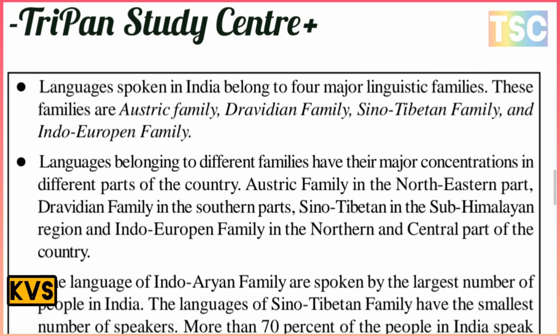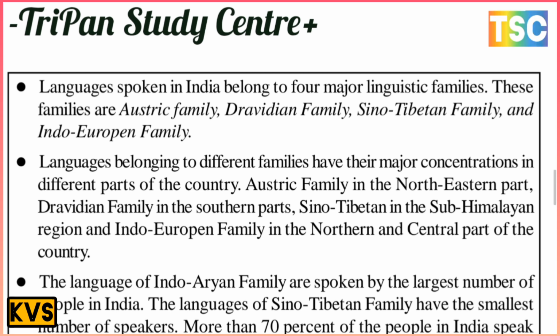The next is a most important and notable point. You know that this is a most important note for your notebook. The languages spoken in India belong to four major families, the linguistic families. These families are the Austro-Asiatic family, Dravidian family, Sino-Tibetan family, and Indo-European family. These four families are the most important. And second, languages belonging to different families have their major concentration in different parts of the country. Austro-Asiatic family is in the north-eastern part, Dravidian family is in the southern part, Sino-Tibetan in the sub-Himalayan region, and Indo-European family in the northern and central part of the country.